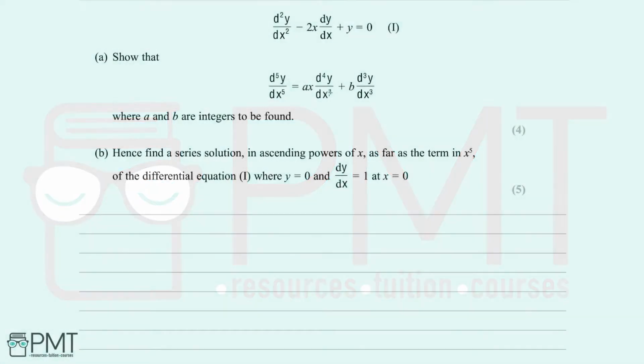So in this question, we have a differential equation, the second derivative of y minus 2x multiplied by the first derivative of y plus y is equal to 0. We need to show that the fifth derivative of y is equal to ax multiplied by the fourth derivative of y plus b times the third derivative of y, where a and b are integers to be found.